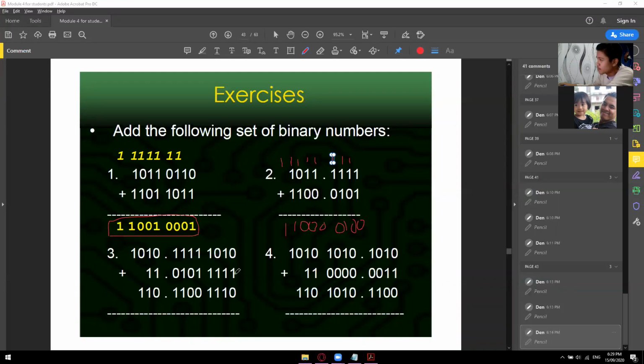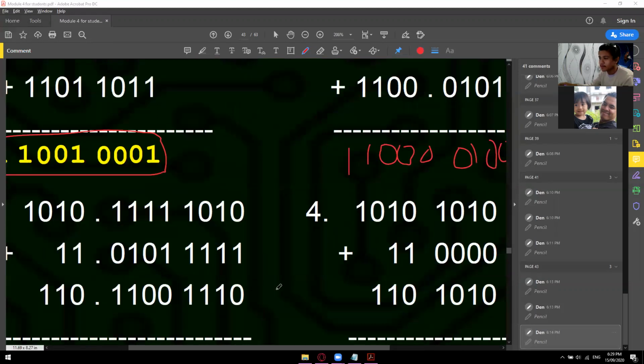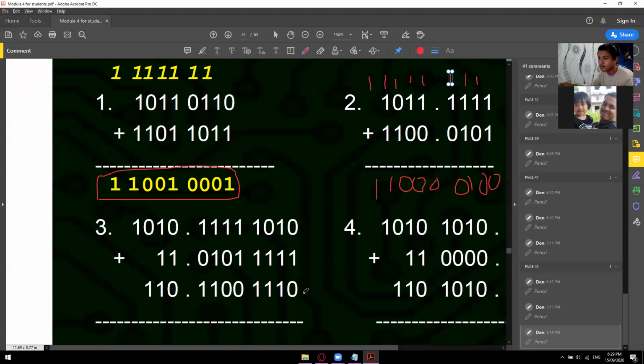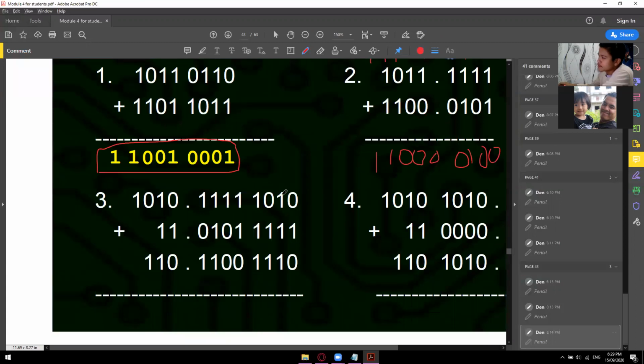So, 0 plus 1 plus 0. Pwede ko bang i-zoom? Ayan, para mas kita. Alright. So, 0 plus 1 plus 0 is still 1. So, masyado mahaba pag puro plus. Sabihin ko na lang kung ilang 1. Okay? So, we have 3, 1. So, that's 11. Carry 1. Bring down 1. Then we have 3, 1. Still 11. Bring down 1.